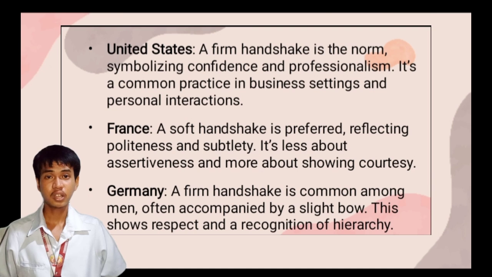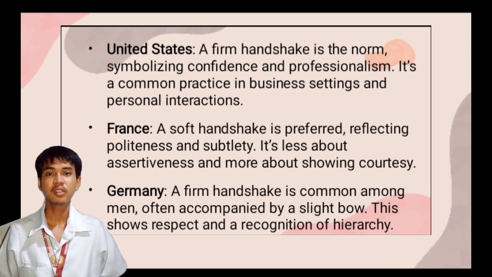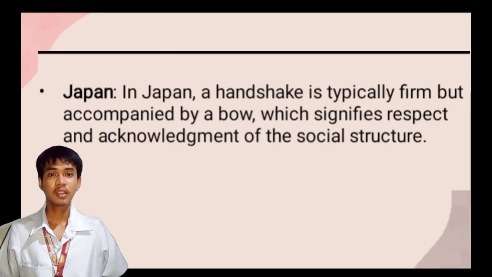While in Germany, a firm handshake is common among men, often accompanied by a slight bow. This shows respect and a recognition of hierarchy. In Japan, a handshake is typically firm but accompanied by a bow, which signifies respect and acknowledgement of the social structure.